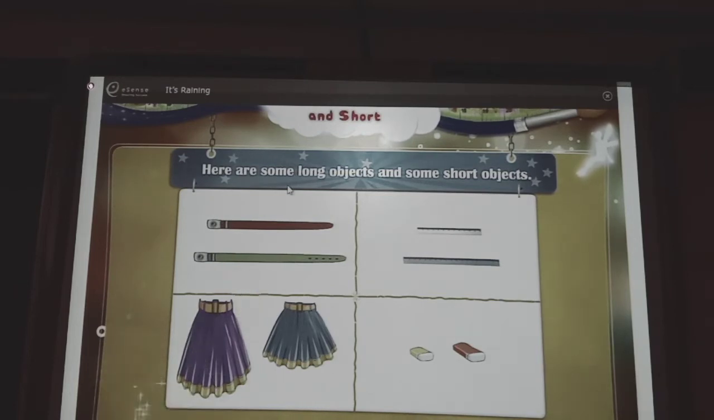Now, from these pictures, let us call out the short objects. The white ruler is short. The yellow eraser is short. That was interesting, wasn't it, Starry? Bye for now.